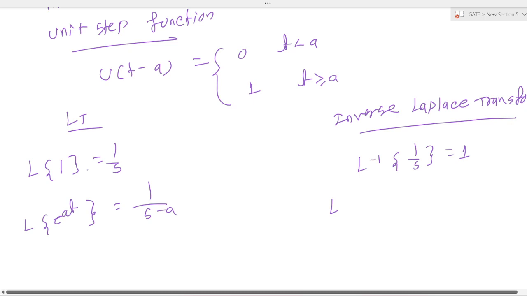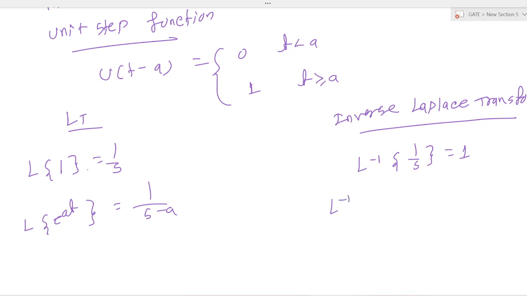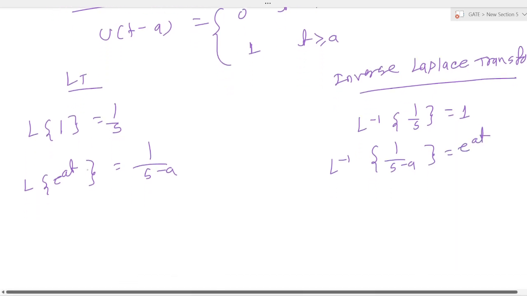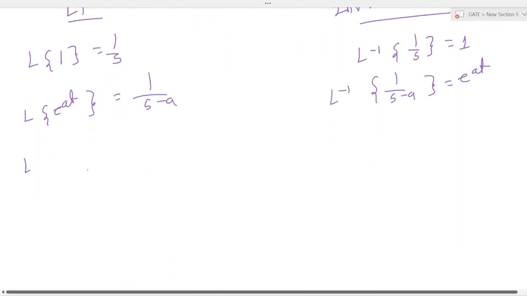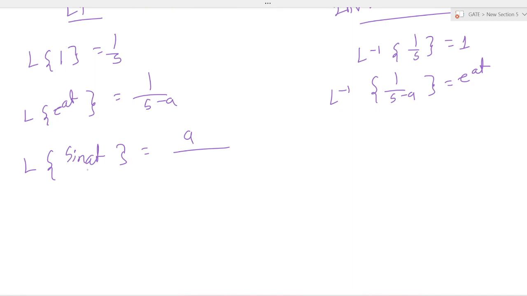And the inverse Laplace transform is L inverse of 1 by s minus a is equal to e to the power at. Next, L of sin at is equal to a by s square plus a square, and L inverse of 1 by s square plus a square is equal to 1 by a sin at.